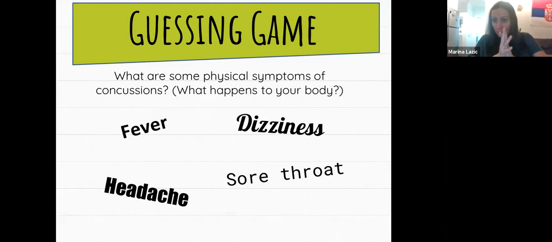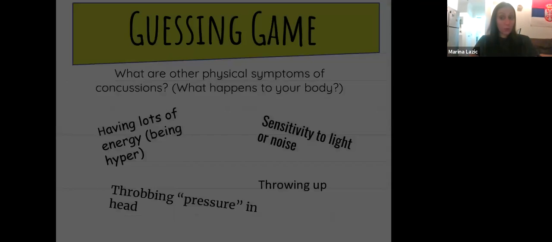Now let's do some guessing game. So think about if you had a concussion or you knew someone who has had a concussion, or just tell your opinion, what would be possible symptoms of hitting your head or moving your brain inside of your skull, which is concussion? So would you have a fever? And then some of them will say no, some of them said, would you feel headache? And then you say, okay, so the right symptoms of concussion here are headache and dizziness, but not fever or sore throat.